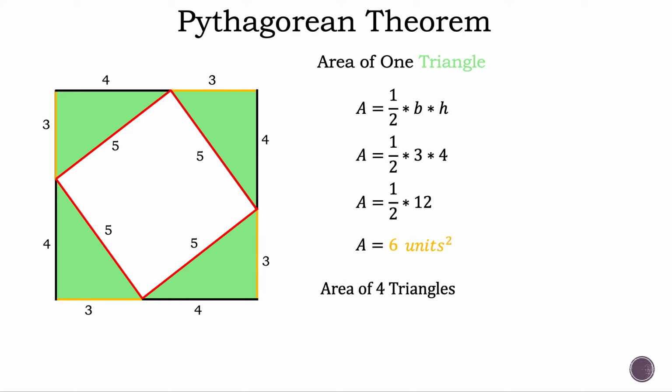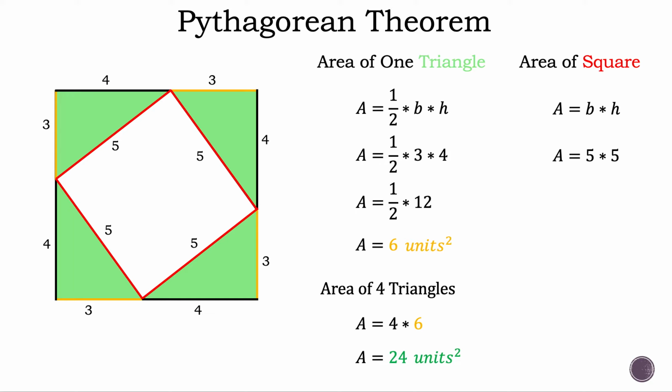Now we need to find the area of all 4 triangles. In order to do that, we can multiply 4 times 6, and the result of that is 24. So the area of all 4 triangles is 24 units squared. Now let's find the area of the square inside by using the square formula, which is area is equal to base times height. In this case, our base is 5 and our height is as well. So let's go ahead and substitute that in. Now we have area is equal to 5 times 5, and 5 times 5 is 25. So the area of our square inside the square is 25 units squared.